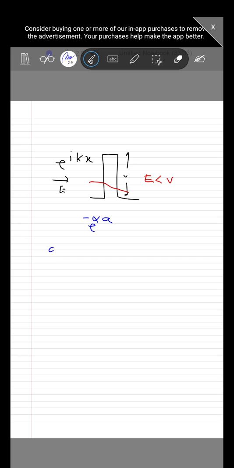a is the distance separating two pieces of metal, the barrier distance a. That means in the case of a tunneling microscope, if this is the tip and this is the sample, a represents the distance between the sample and the tip, and alpha is a constant which depends upon the barrier height.